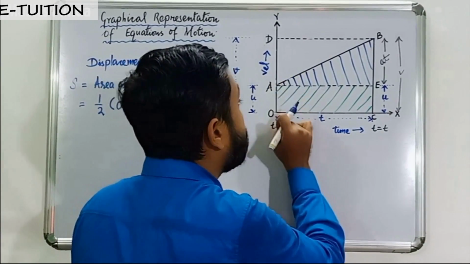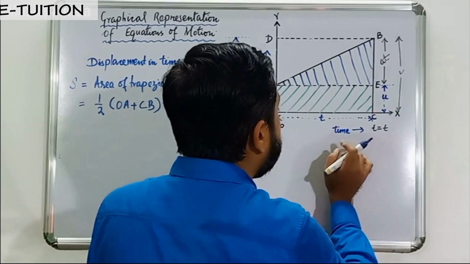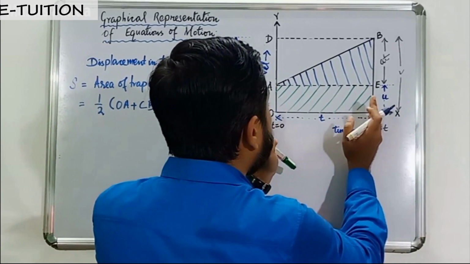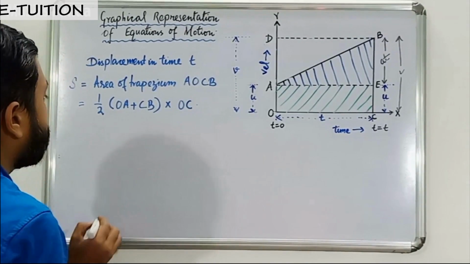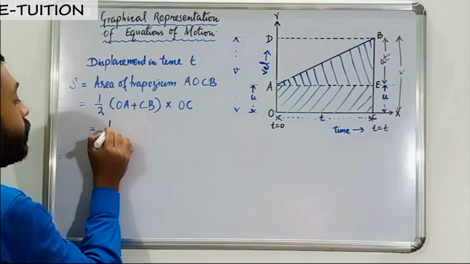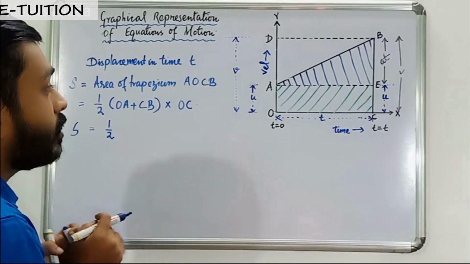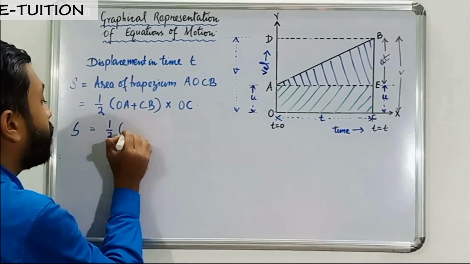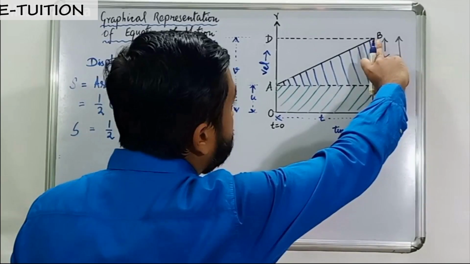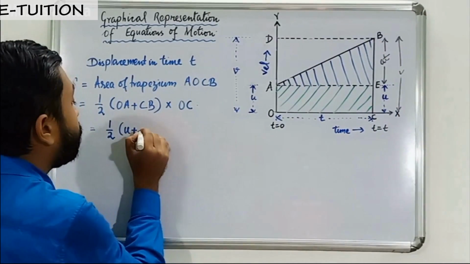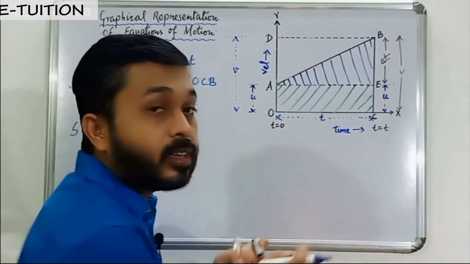So these are the parallel sides of the trapezium, AO and BC. The gap, or the perpendicular distance between these parallel sides, is OC. Now substitute the values. S equal to half into OA plus CB. OA, how much? The initial velocity, very clear. CB, how much? The final velocity v, very clear, because CB was equal to OD, the final velocity v. And how much is this OC? OC is basically the time.